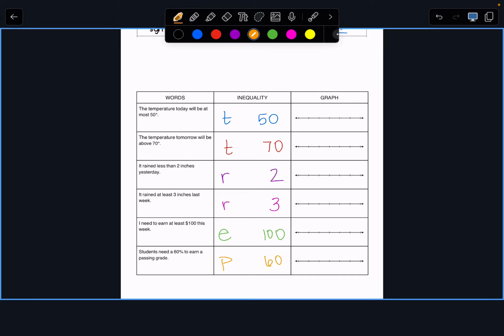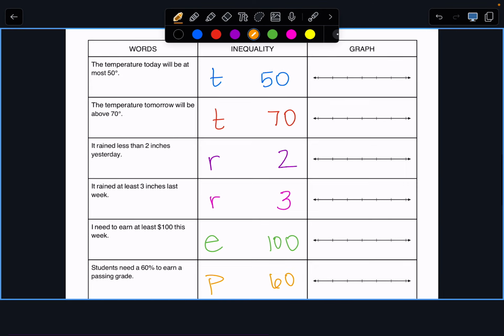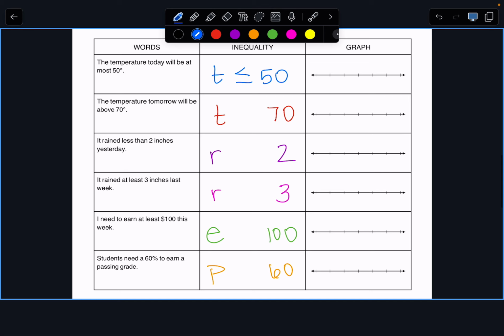Okay. All right. I don't want to graph these. I just want to talk about the inequalities. Is that okay? Okay. Taylor, what inequality sign do we need to put here? Okay. At most. At most means less than or equal to. The temperature tomorrow will be above 70. Carter, what inequality sign do we need for this red one? Greater than, above 70. Great.